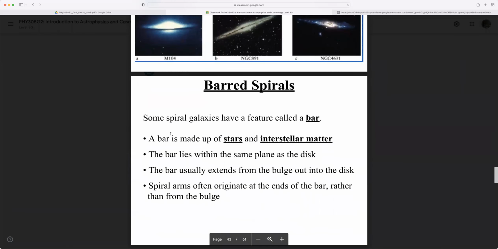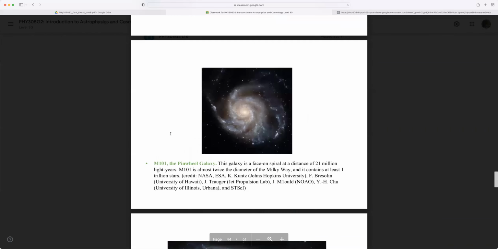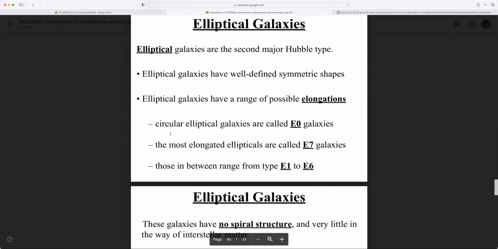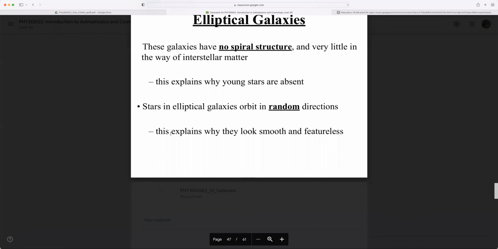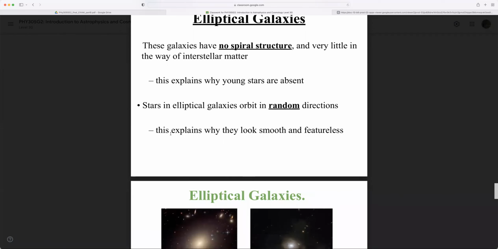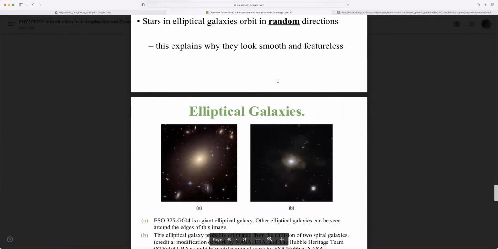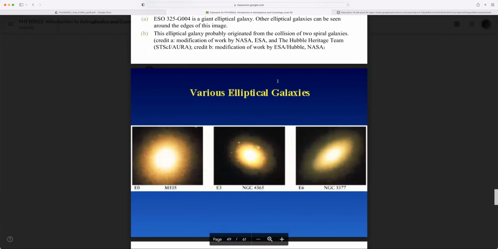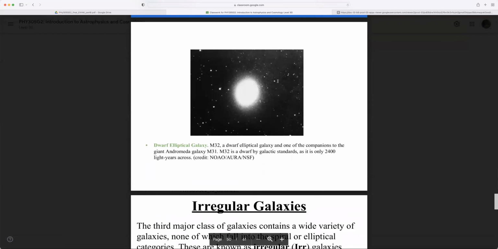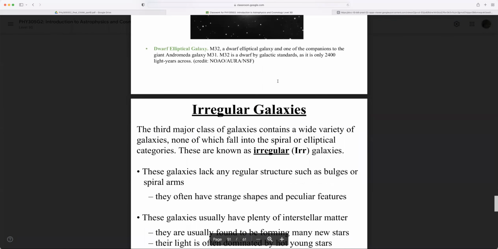And then there are different types of galaxies. And then you have the elliptical galaxies. Here also I have explained that these elliptical galaxies do not have any spiral structure, and they have very little interstellar matter, and this explains why young stars are absent. Young stars are very rare to find in elliptical galaxies. There may be exceptions, but usually there is a very small amount of young stars. So that's why the mass-to-light ratio is smaller.